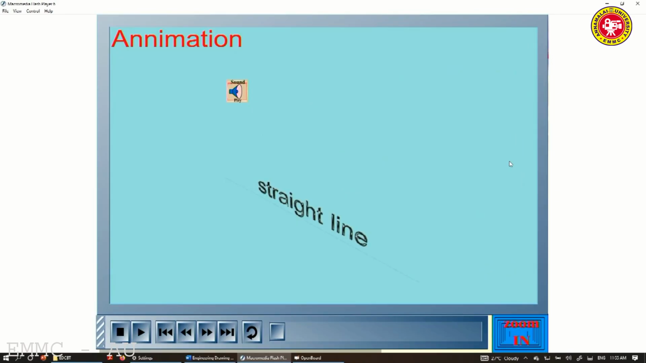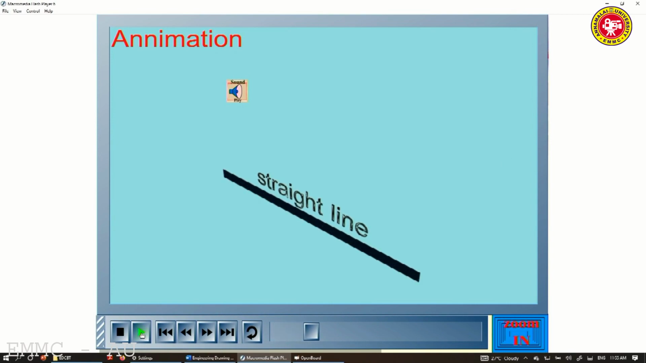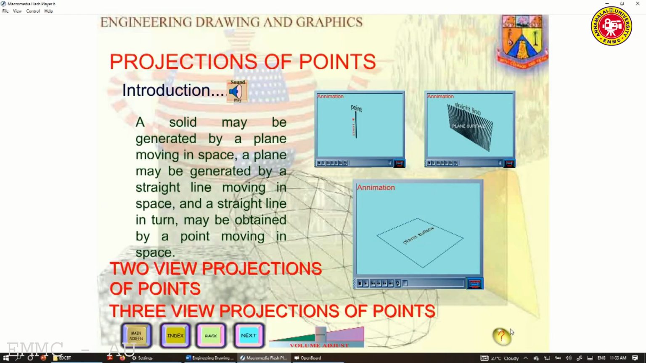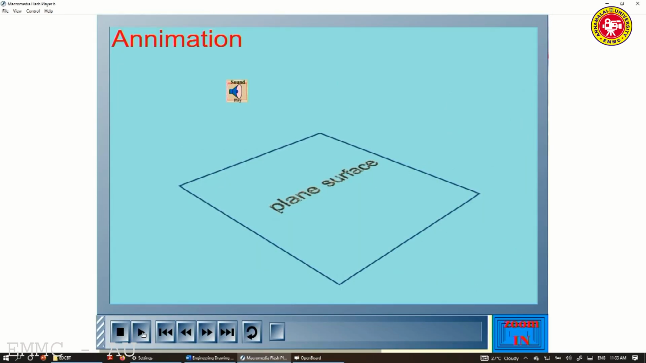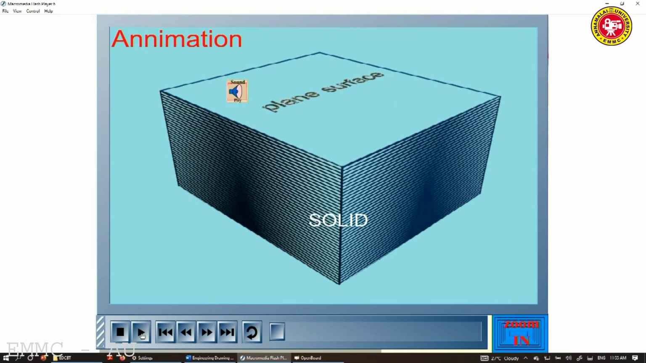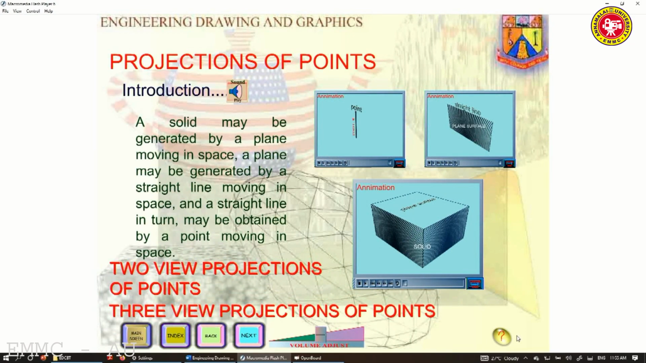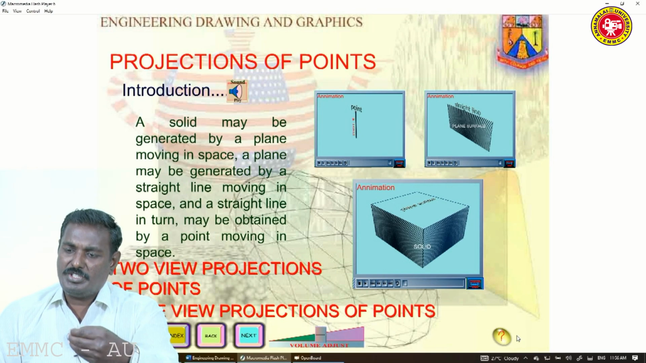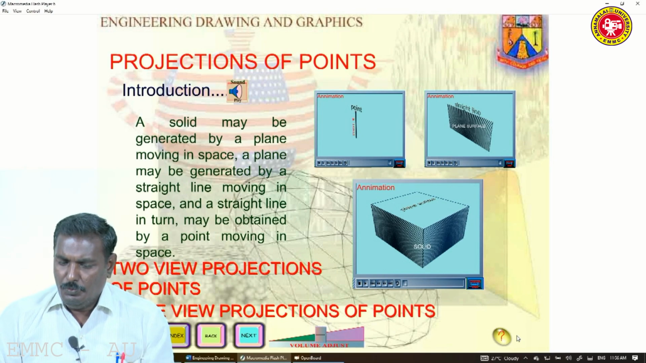A number of straight lines generate a plane surface, and a number of plane surfaces tend to generate solid objects. So this is the basics. The initial step we have to consider to construct any object is a point. That's why we are going to see the projections of points: 2-view projections of points and 3-view projections of points.